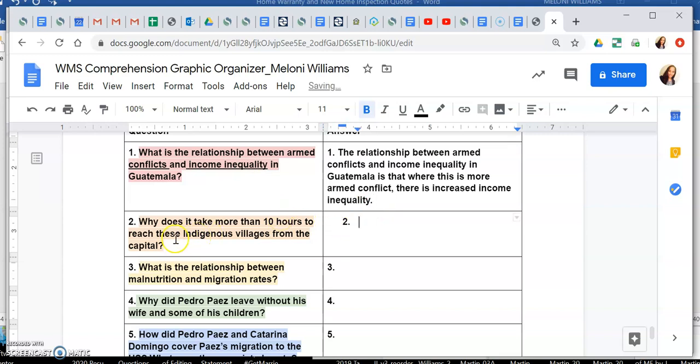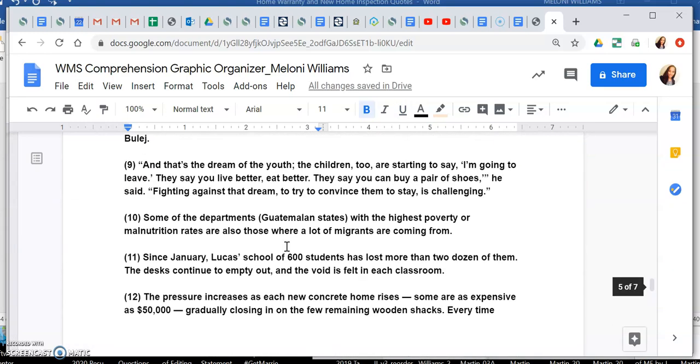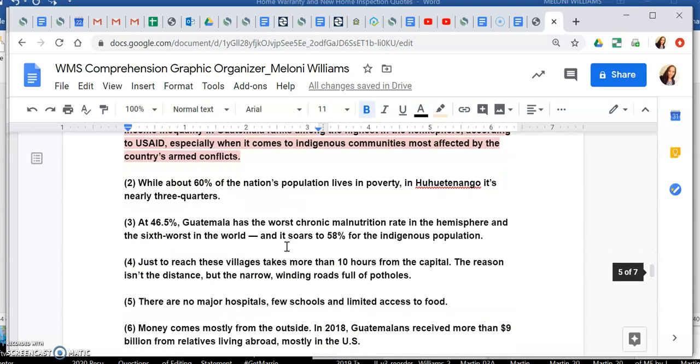Question number 2, why does it take more than 10 hours to reach these indigenous villages? So I'm looking for something that has to do with 10 hours and about travel, right? Because we're trying to reach the villages from the capital. Let me go back to my article. I see 10 hours right here from the capital, so maybe my answer is going to be here. It says, just to reach these villages, it takes more than 10 hours from the capital.